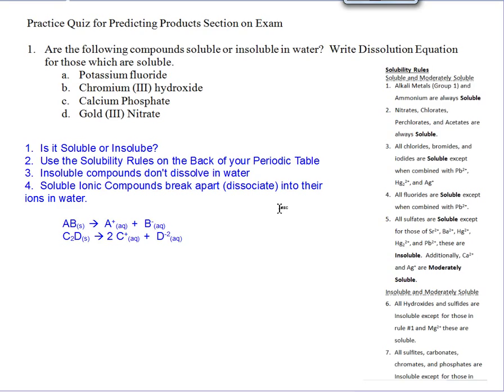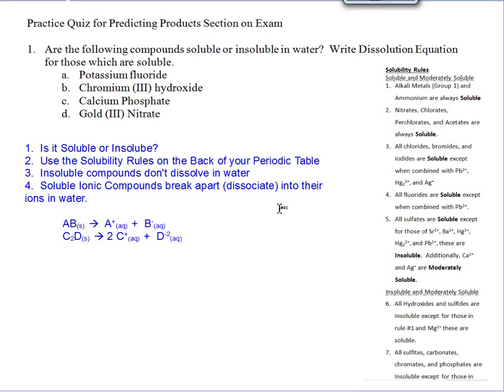So, before winter break, we started a topic on predicting reactions. We have a practice quiz that was handed out in class. I'm going to go over the answers to the practice quiz and how to solve these problems, and you can listen to this one time, a million times, however many times you need to, so that you can understand it.